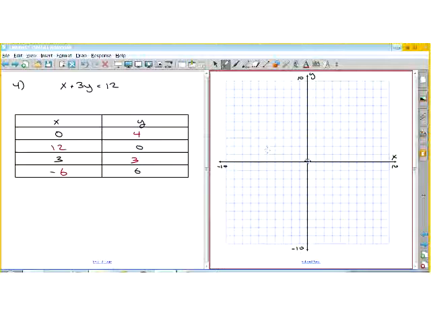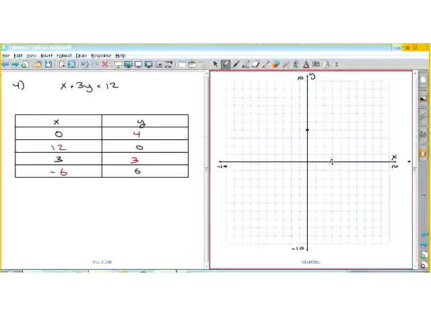Okay, so the first one's pretty easy. x equals 0, y equals 4. So that's right here. 1, 2, 3, 4. Okay, the second one is x equals 12, which is actually going to be right over here somewhere. y equals 0, so that's the second point.